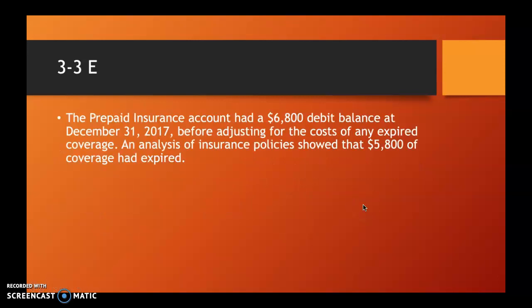E. The prepaid insurance account had a $6,800 debit balance at December 31st, 2017, before adjusting for the cost of any expired coverage. An analysis of insurance policies showed that $5,800 of coverage had expired. So I will give you a moment now to go over this problem yourself.